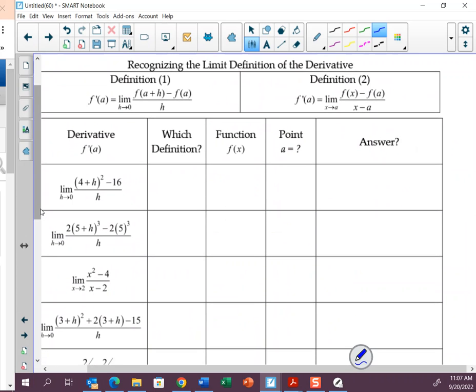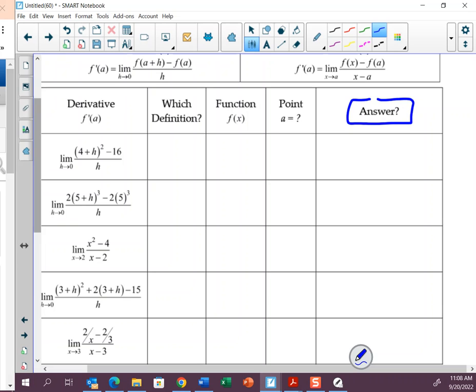Here's our revisit to this page. Okay. You were not supposed to do the answer column yet. Absolutely not. You were supposed to look at each of these and, matching it up with the limit definition of the derivative, figure out what function we were looking at and what the a value was.